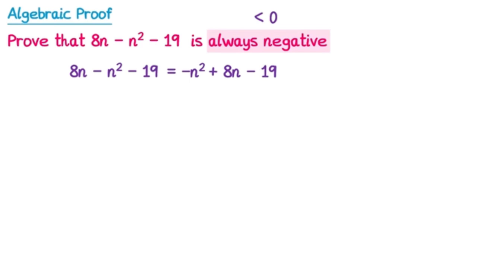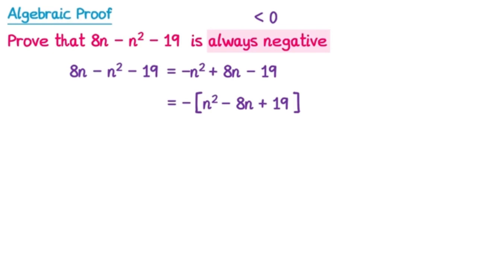So we're going to write this as negative, then a large bracket. Then we're going to change all of the signs of all of those terms. So instead of -n squared, positive n squared. Instead of positive 8n, negative 8n, and then instead of negative 19, positive 19. So these two expressions are the same, one has just been multiplied by a negative 1.